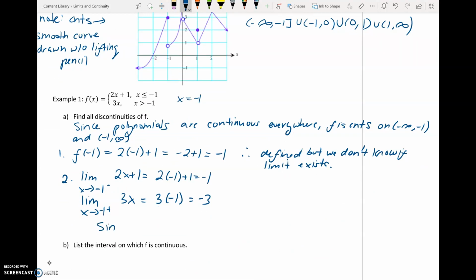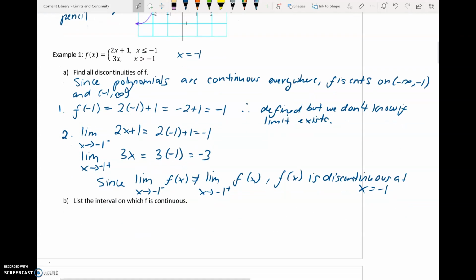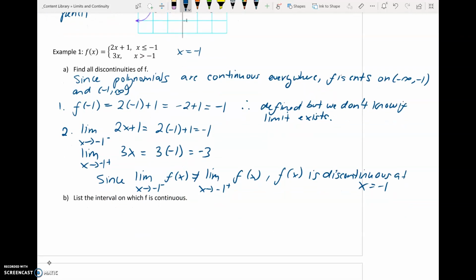So we're just going to say since the left-hand limit does not equal the right-hand limit, f of x is discontinuous at x equals negative 1. And then that's it. Now if we want to list the interval in which it is continuous, it's going to be everywhere except the point at x equals negative 1.